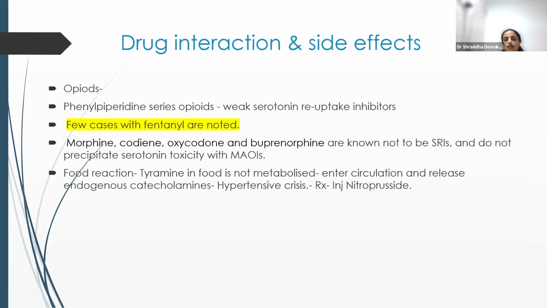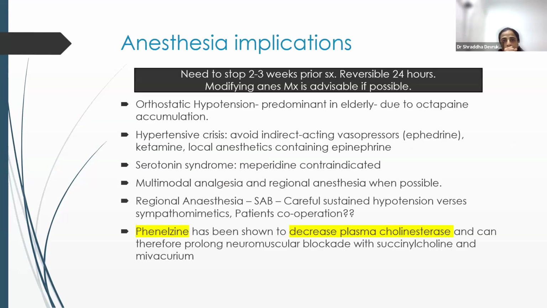Again, the same serotonin syndrome can be seen even with MAO inhibitors. Even a few cases with fentanyl are noted, very few, but there are 2 or 3 in the literature. As for the food reaction, tyramine in food is not metabolized, so it enters the circulation and causes a hypertensive crisis. Such a case can come to us in the emergency or in the ICU. Here the treatment of choice is to give injection nitroprusside.